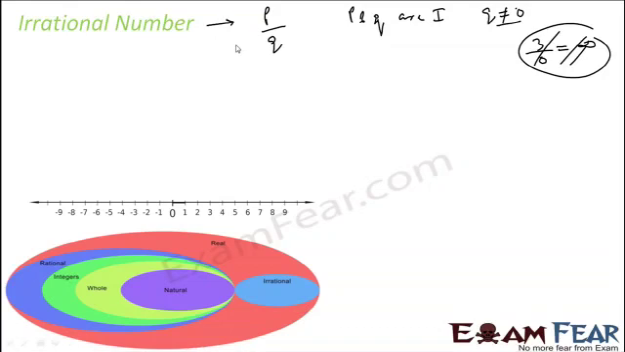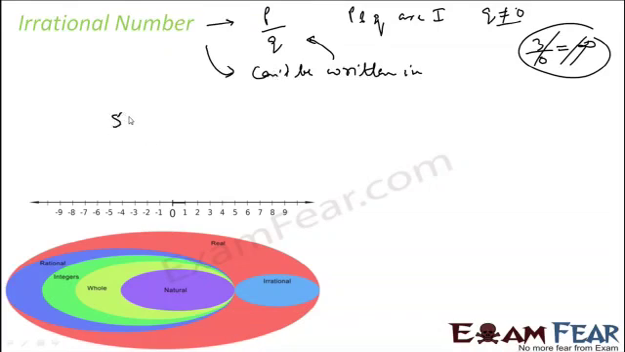An irrational number is just the negation of this definition, that is, a number which can't be written in p by q form. So numbers which can be written in the p by q form are rational numbers. Numbers which can't be written in the p by q form are irrational numbers.